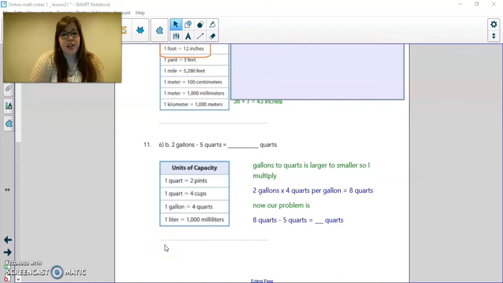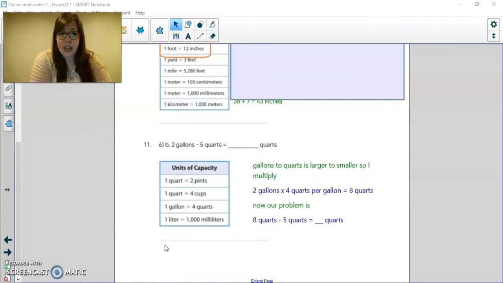Alright, so for our next problem it says 2 gallons minus 5 quarts is blank quarts. So the first thing I'm going to be doing, I'm looking at my chart, I know I'm working with gallons and quarts. Going from gallons to quarts is like larger to smaller, so I'm multiplying. I set up my problem as 2 gallons times 4 quarts per gallon gets me to 8 quarts.